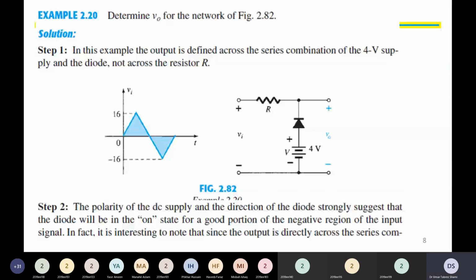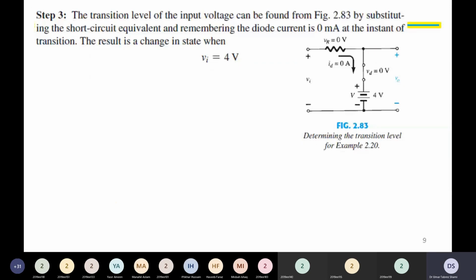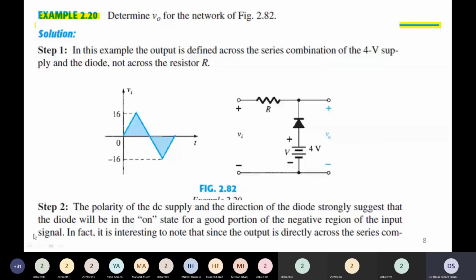So now let us come to example number 2.20. The statement of example 2.20: determine the output voltage for the network of figure 2.82. Here we have figure 2.82.